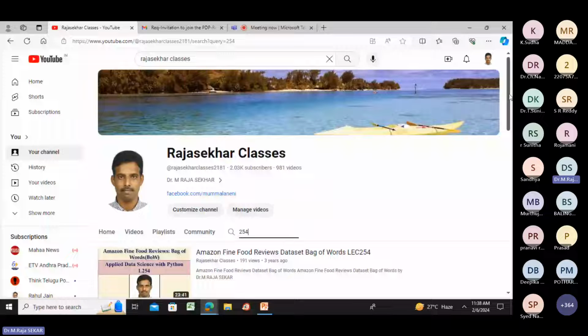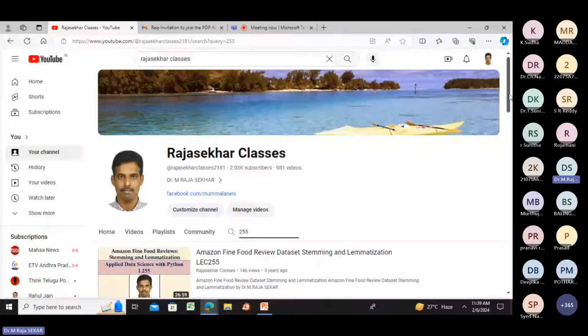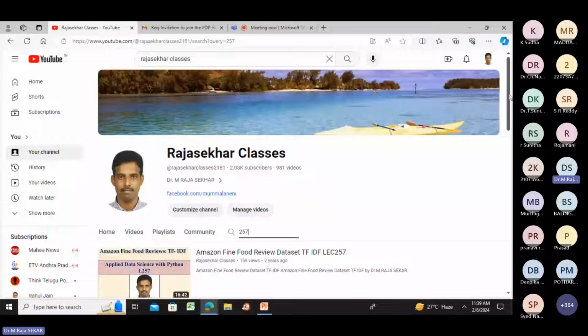Anyway, with bag of words, a machine learning algorithm cannot understand your review text. It needs some sort of pre-processing. This bag of words technique is known as pre-processing. That is lecture 254, 255. It is Amazon for stemming and lemmatization, which is also related to NLP, but we are not interested. Unigram, bigram, trigram, n-grams are again related to NLP. This is 257, TF-IDF, term frequency, inverse document frequency. This is also related to NLP.